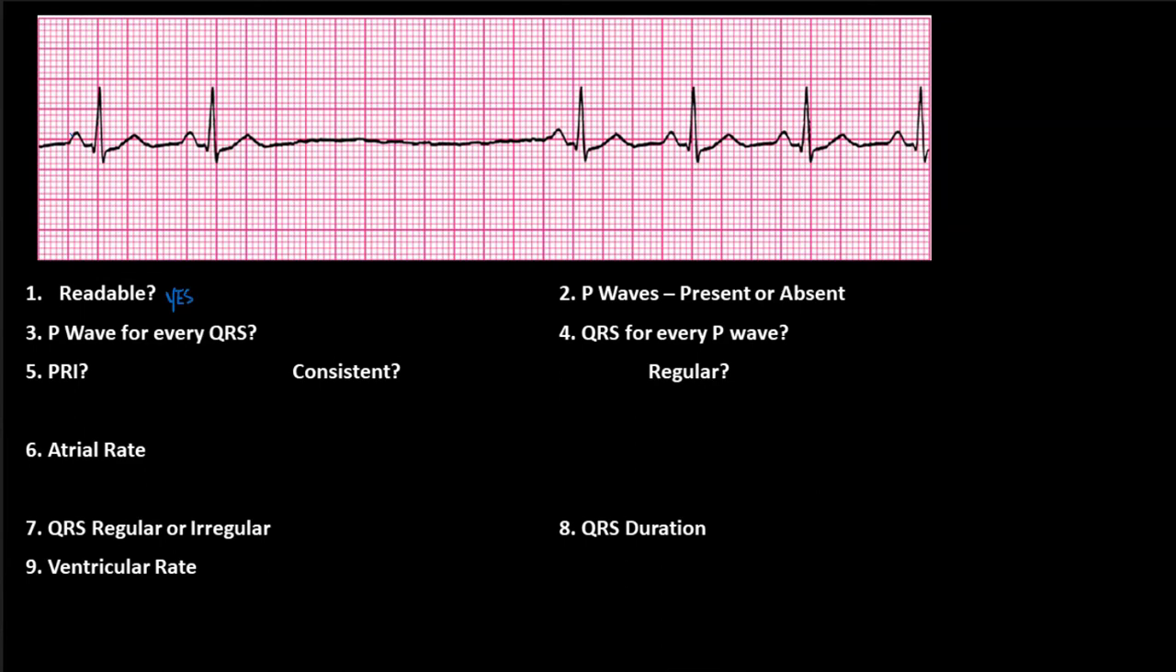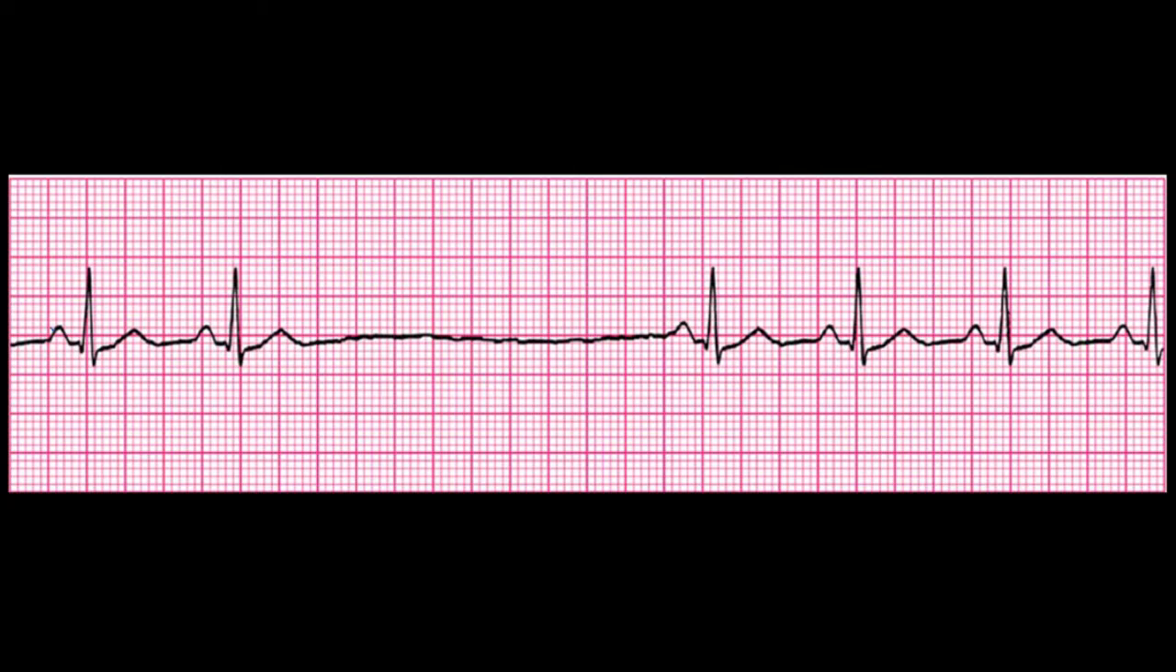Then we want to know whether or not P waves are present or absent. So we're going to circle our P waves just so that we're aware that they're there. So we have our P waves. So the P waves are present.